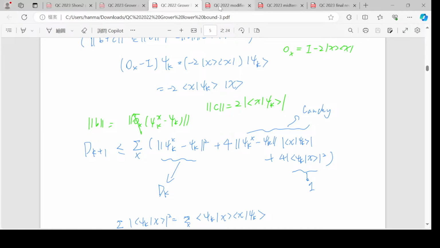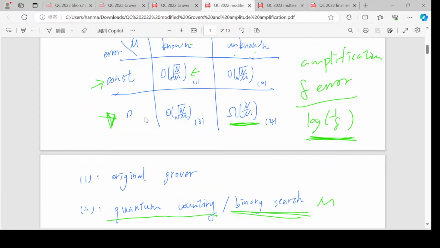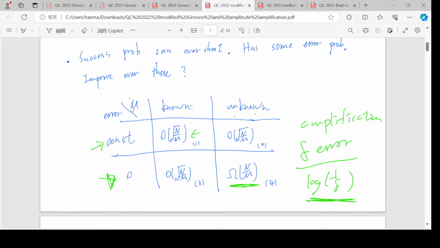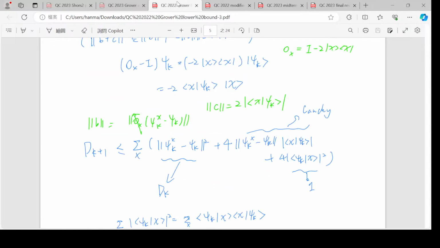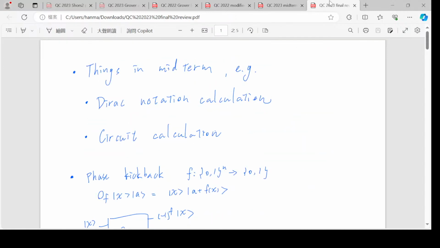Then we talked about other things about Grover's algorithm, like what if you don't know m, and what if you want zero error. But a lot of those things will not be in the final, and today is the final review. I don't have too much material prepared, so we'll probably finish early today. But what will be in the final?